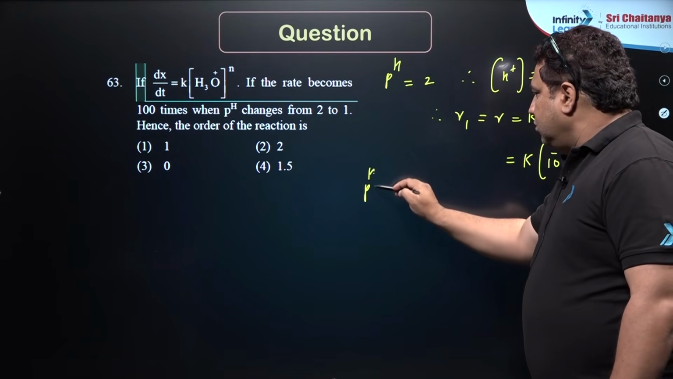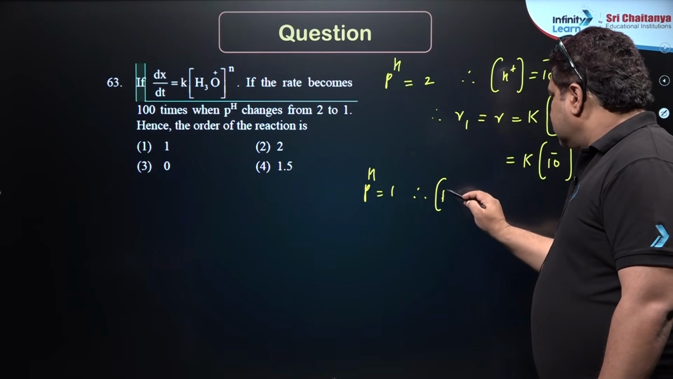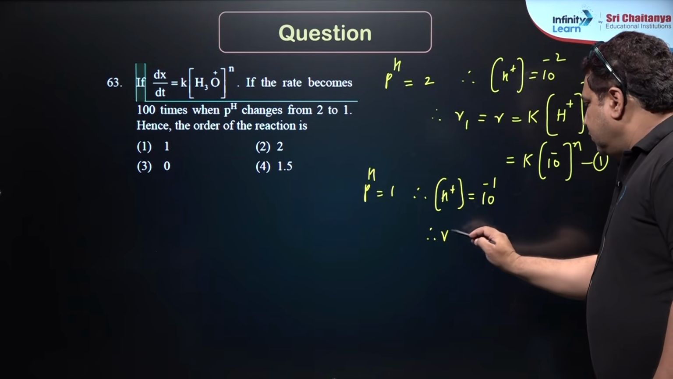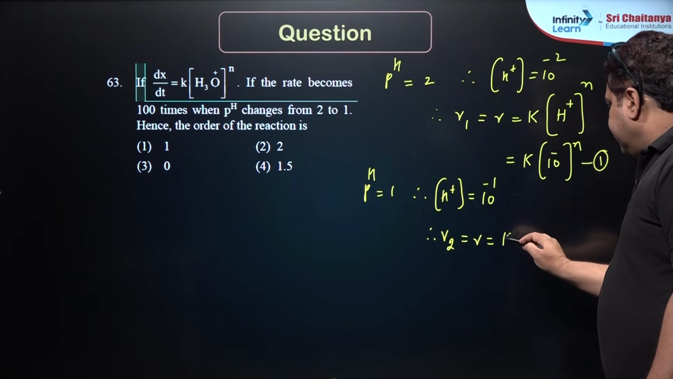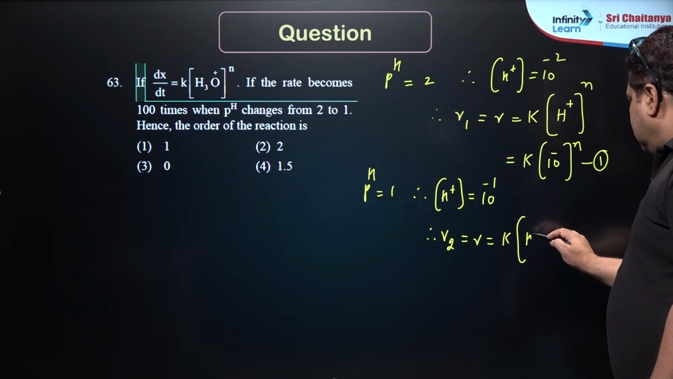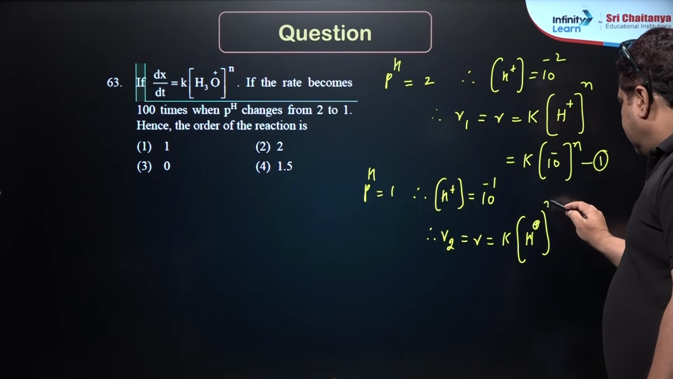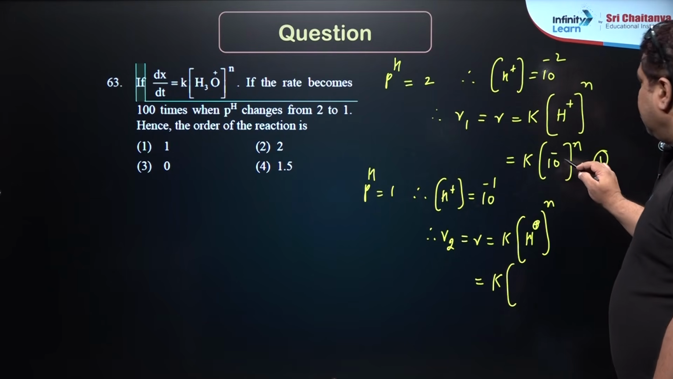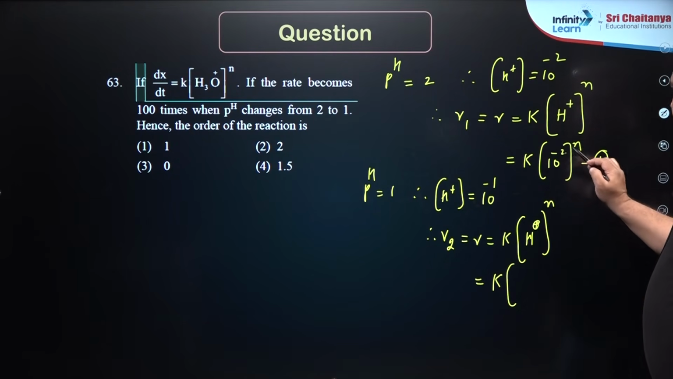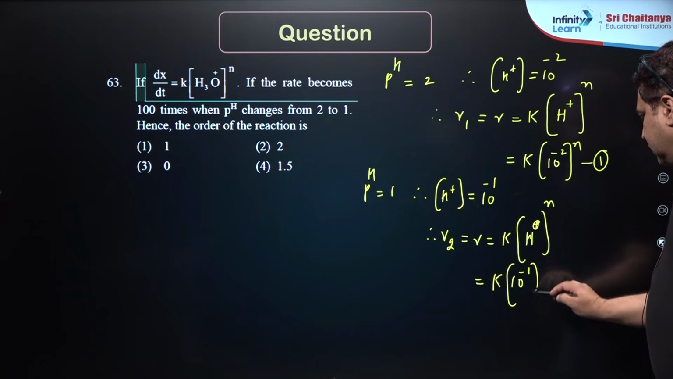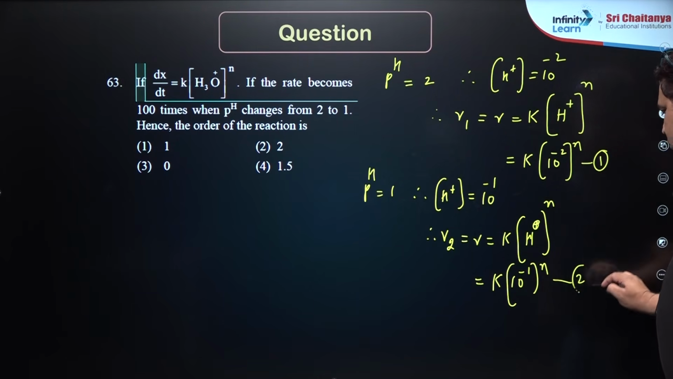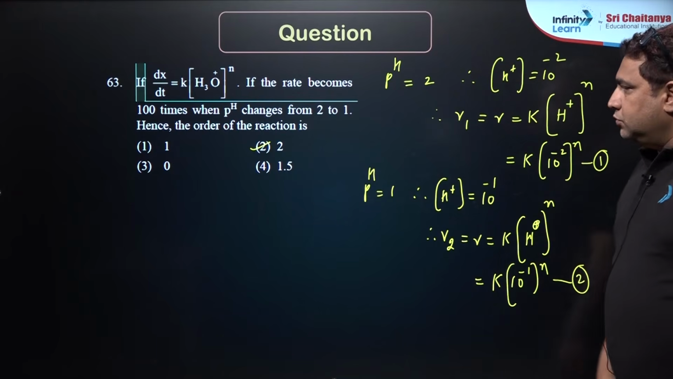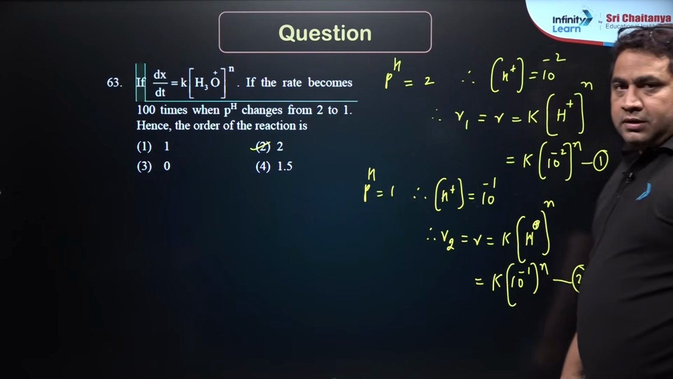At pH is equal to 1, H plus concentration is equal to 10 power minus 1. Therefore, R2 will be equal to K into H plus concentration power n. So, this is K into 10 power minus 1 into n. Equation 2. If you solve equation 2, you will get answer option 2. Okay? It will be second order reaction.